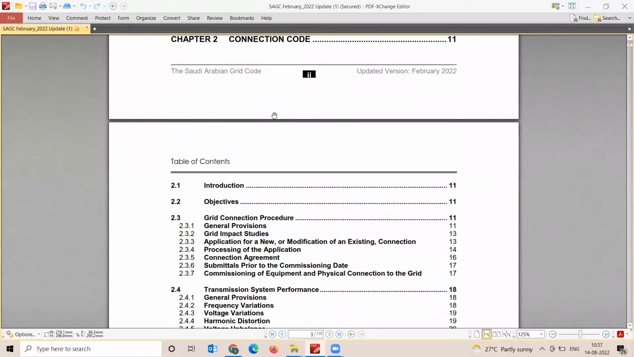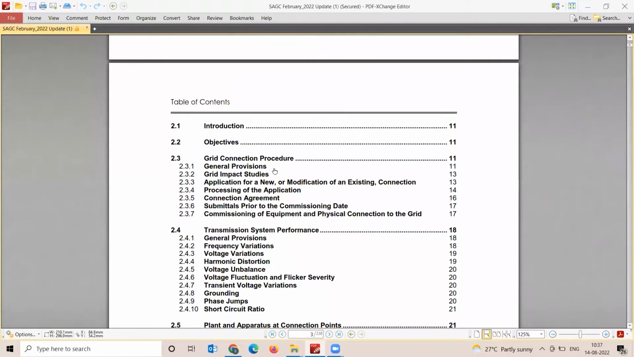What is the connection code? What is the grid connection procedure? If you want to connect with the grid, what are the procedures you need to follow? I'm not sure how many of you have worked in the US market. If you work in the US market, when you need a grid connection, first you have to put up the application. You will be submitting some forms.